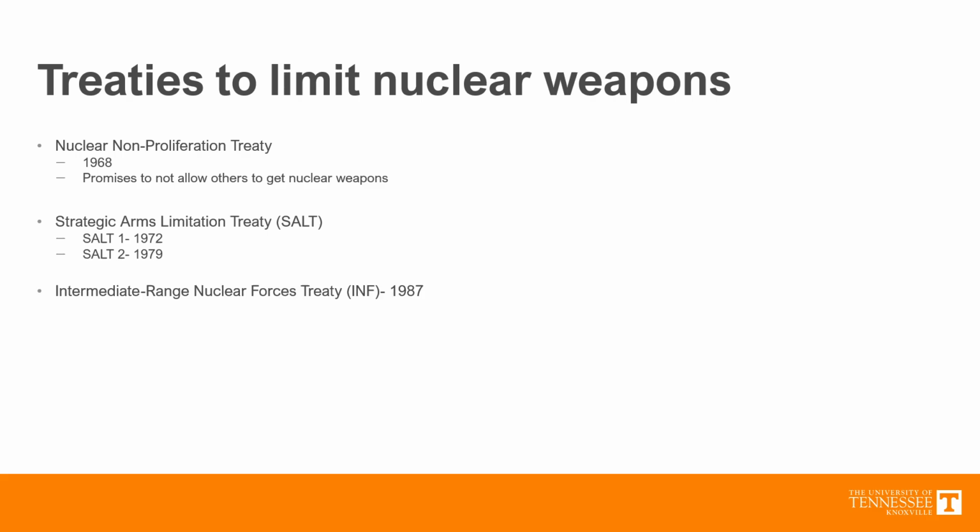There's the INF, or Intermediate Range Nuclear Forces, in 87. Kind of a jump, almost 10 years, but the idea is to have nuclear weapons at least a certain distance from each other. Doesn't make a huge difference, but it makes people freak out less. So substantively, not a huge deal. Symbolically, a gigantic deal.